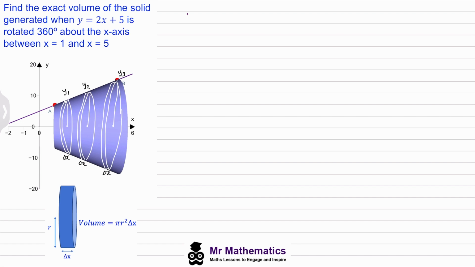So the first disk will have a volume of delta v1, which is this disk. This will equal pi times the radius, which is the y1 value, squared, multiplied by the depth, which is delta x. The second disk will have a volume of delta v2, which will equal pi times y2 squared, multiplied by the same depth of delta x. And the third disk will have a volume of delta v3, this will equal pi times y3 squared delta x.